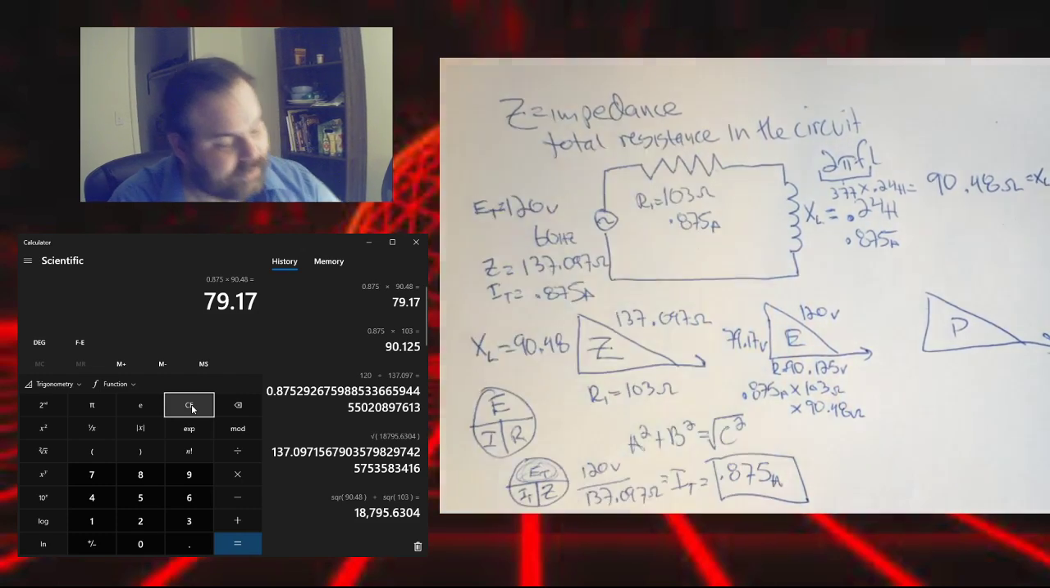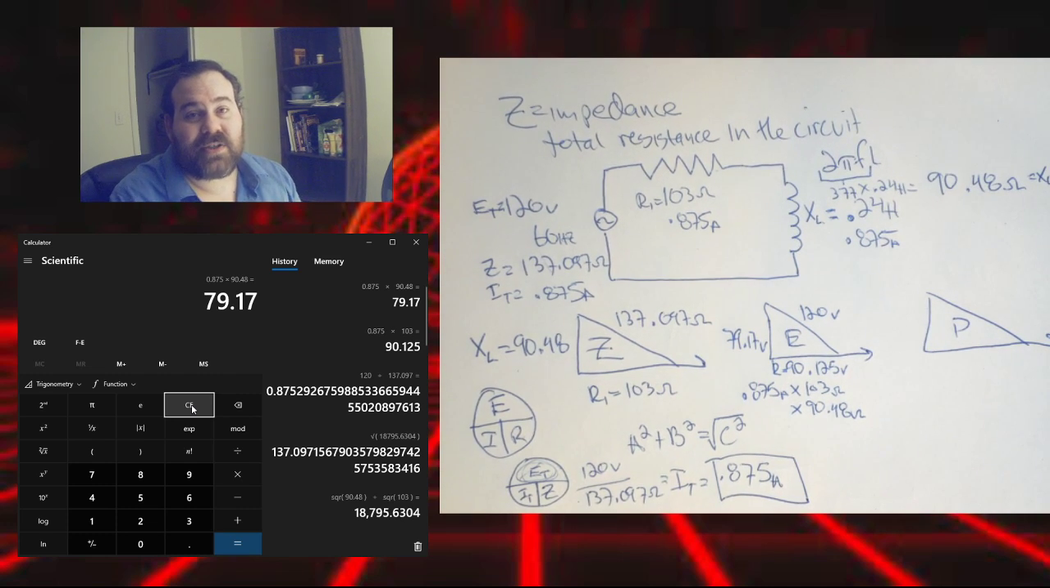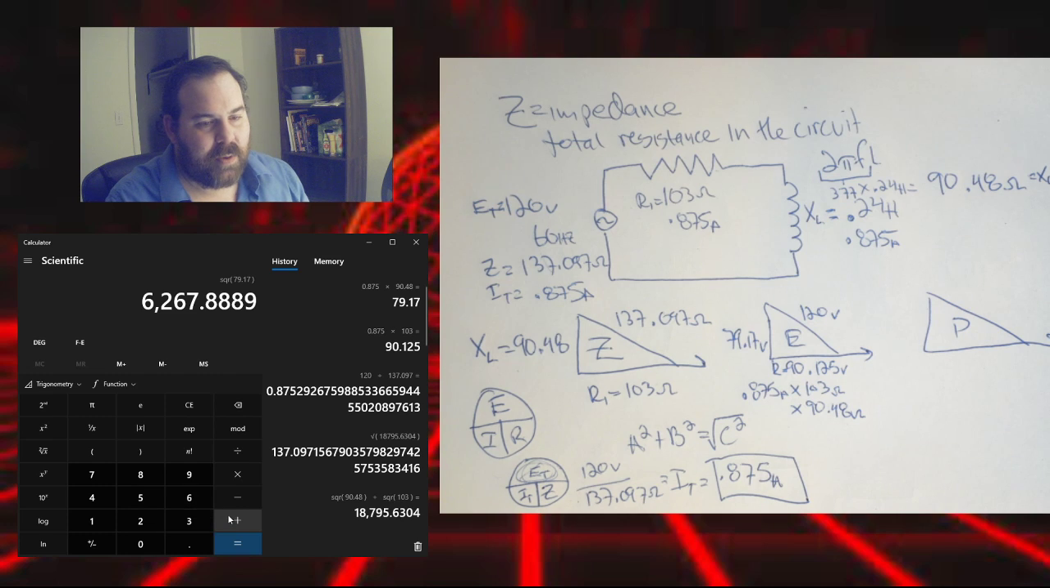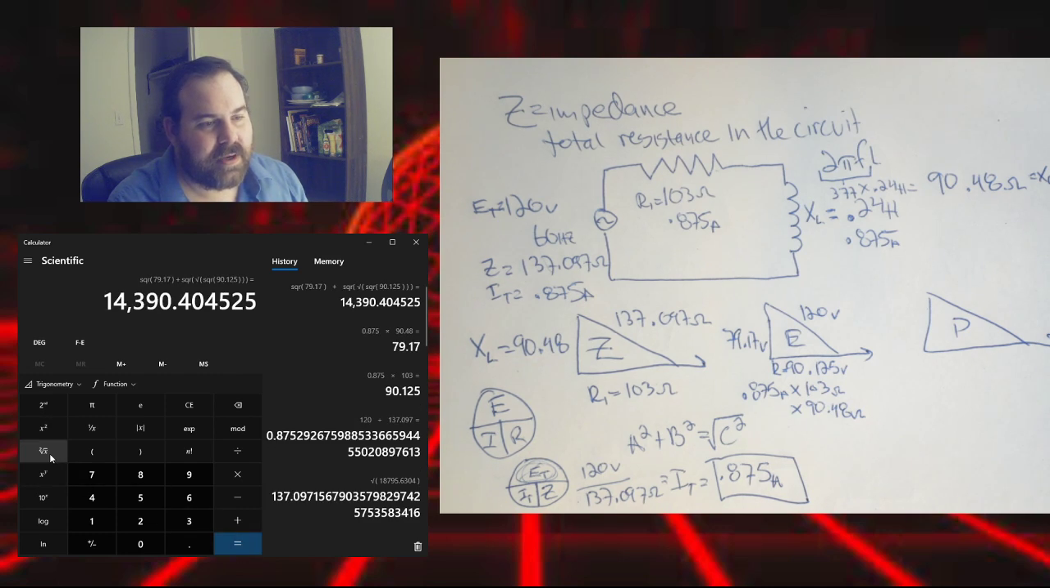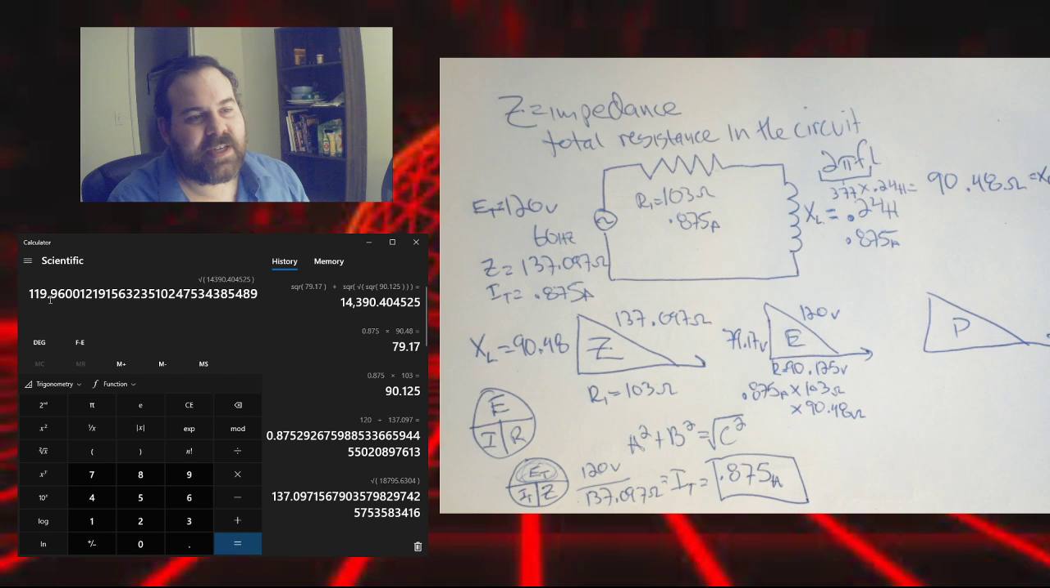79.17 volts. Now, if I want to double check this, which I always want to double check it, I want to square that plus 90.125, square that. Oops. I'm supposed to equal that first. Equals. Do the square root. I've got 119.96. That's pretty much 120 volts. So I'll just keep the 120 volts. We're good.